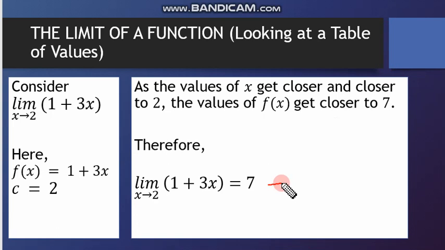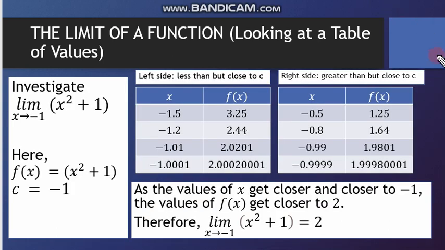So again, as the values of x get closer and closer to 2, the values of f of x get closer to 7. Therefore, the limit of 1 plus 3x as x approaches 2 is equal to 7.